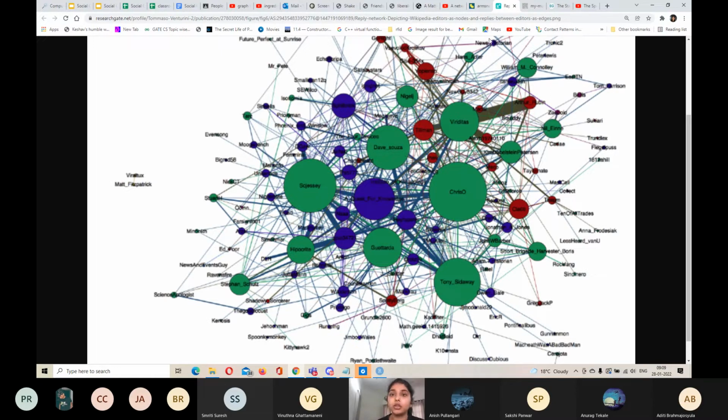So this is a network between the Wikipedia authors, and again you see some authors represented by bigger nodes, which are more influential. And I'm again and again using this word influential. What exactly defines influence? When do we say someone is influential? We'll look at that again as the course proceeds.